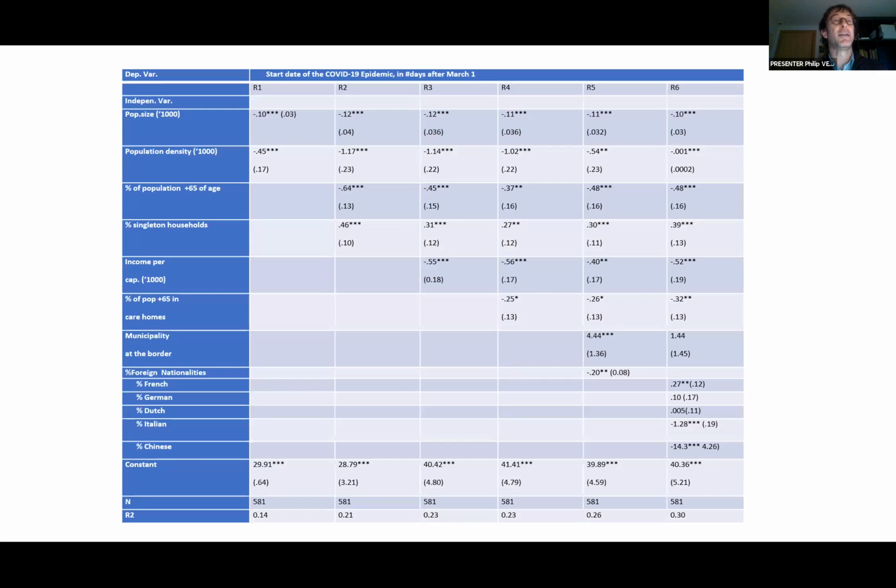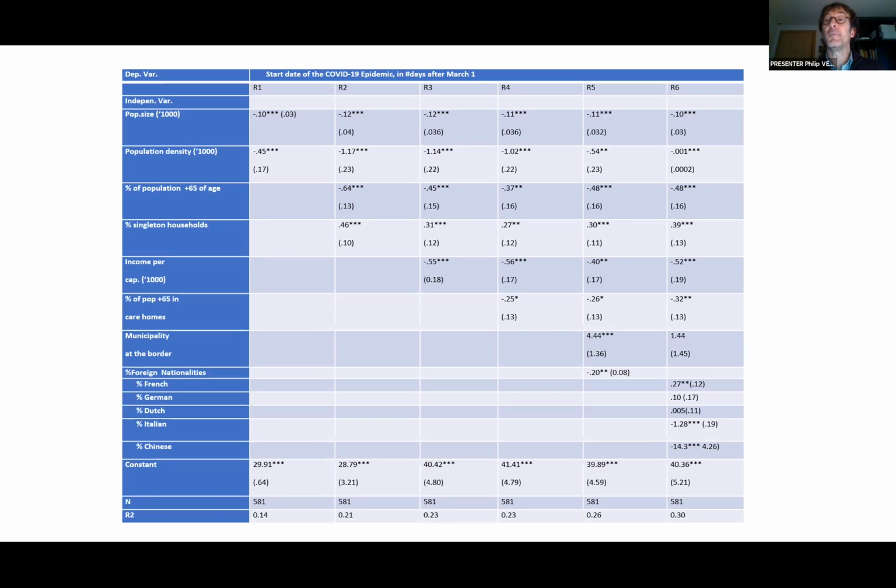When I do this analysis, with the start day as my dependent variable, I perform this by OLS estimation. In the interest of time, let's only look at the last column in R6. My regressors are listed in blue in the table, and the dependent variable is the number of days after March 6. So the larger the number of days, the longer it took for the virus to get to your municipality. Larger municipalities had earlier onset.